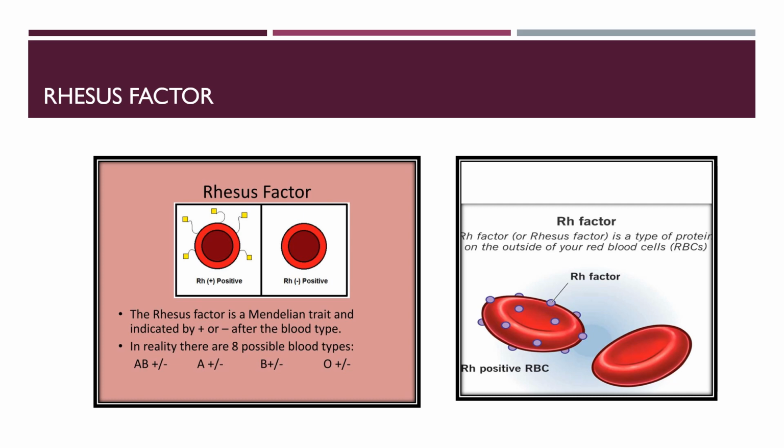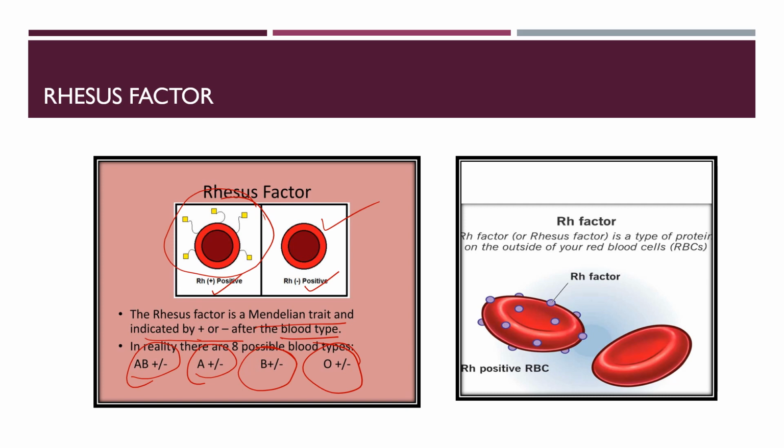So let us see what the rhesus factor is. It is a Mendelian trait and is indicated by negative or positive after the blood type, like AB positive or negative, A positive or negative, B positive or negative, O positive or negative. These are another type of antigen present on the surface of the RBC. If it is present, it is Rh positive, and if it is not present, it is Rh negative. The Rh factor is a type of protein on the outside of your red blood cells.